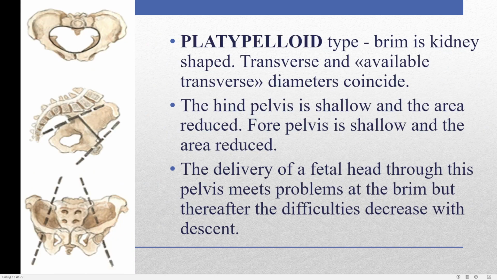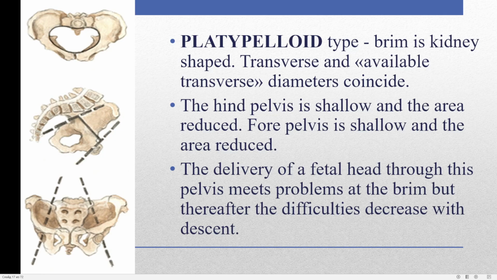And the last type, it's platypelloid type. The brim is kidney shaped. The transverse and available transverse diameters coincide. The hind pelvis is shallow and the area reduced. The forepelvis is shallow and the area reduced.